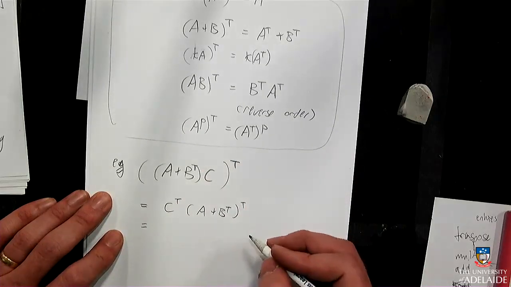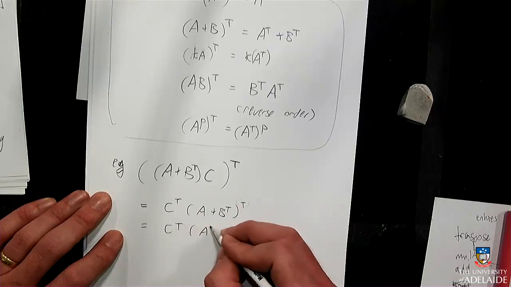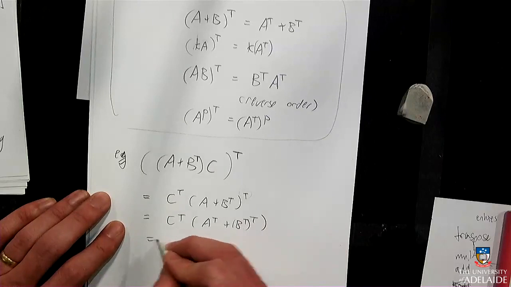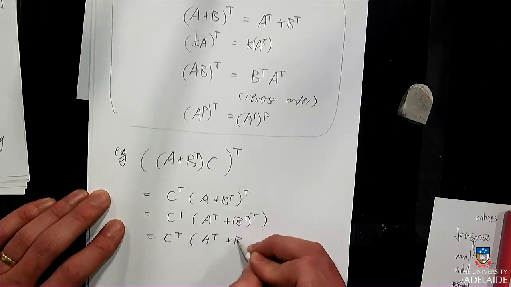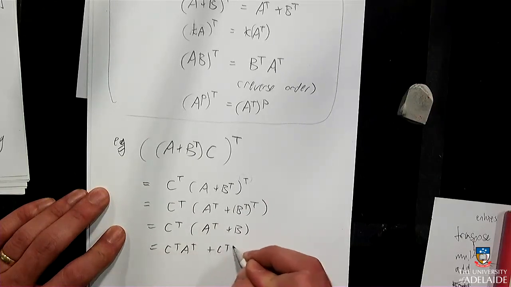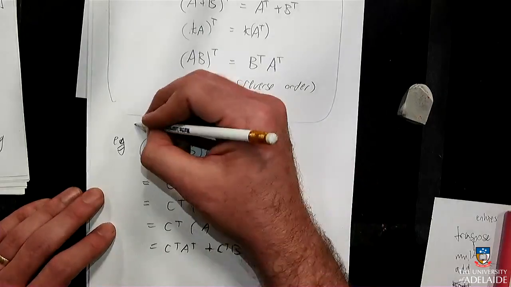And I know that transpose interacts with plus this way. And I know that B transpose transpose is the same as B. And then C transpose A transpose plus C transpose B. I mean, that would be like expanding this, right?